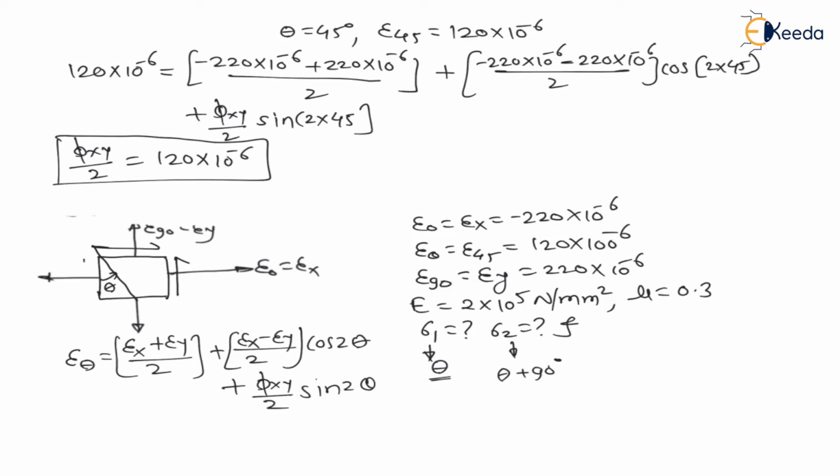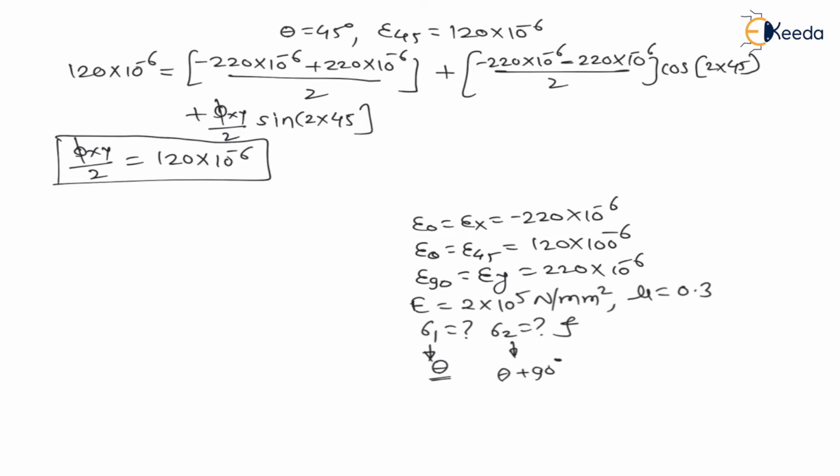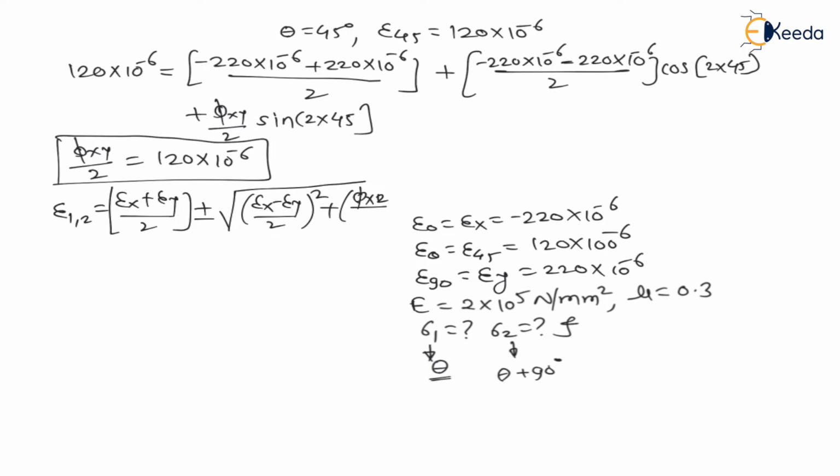This is the phi xy by 2, which is the shear strain acting on this element. Now how to find principal strains? We have Ex, Ey and phi xy by 2. The formula is very simple. To find principal strains, E1, 2 is equal to (Ex plus Ey) divided by 2, plus or minus the square root of ((Ex minus Ey) divided by 2) whole square plus (phi xy by 2) whole square. This is the formula for principal strains.